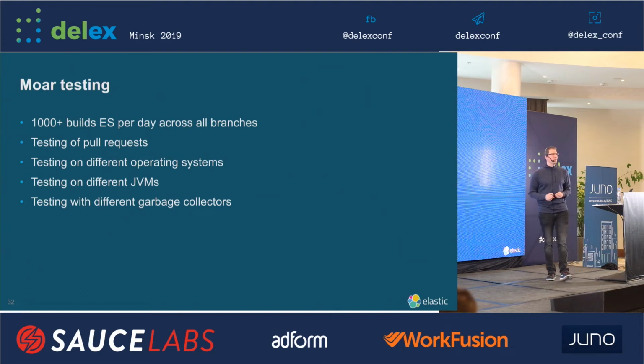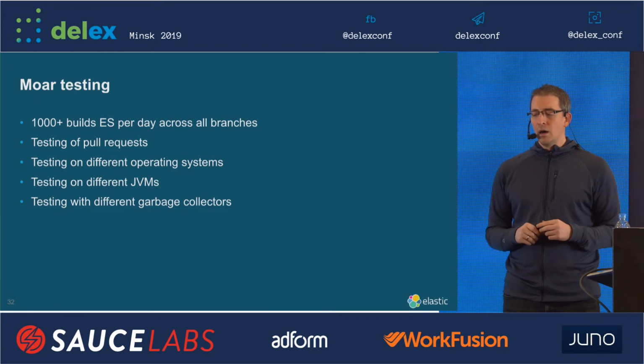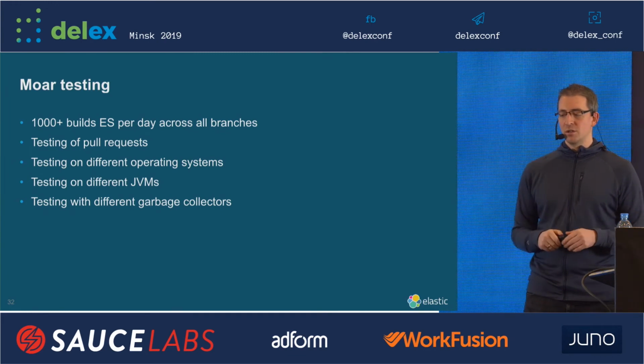We have to test with different garbage collectors. Elasticsearch ships with the CMS garbage collector by default, concurrent mark and sweep. However, this one is marked, or is going to be marked, as deprecated in the JDK, so at some point in time it's going to be removed from the JDK. This means we also have to test with different configurations and different garbage collectors.